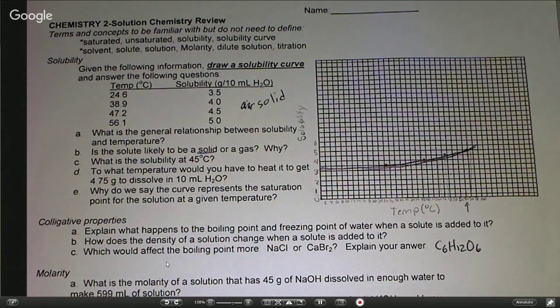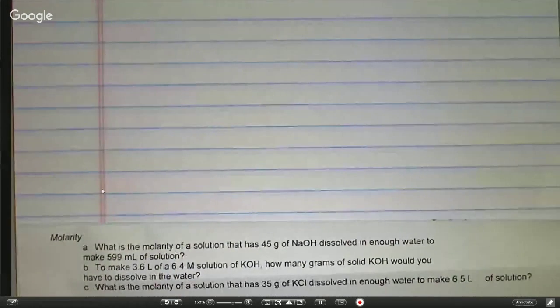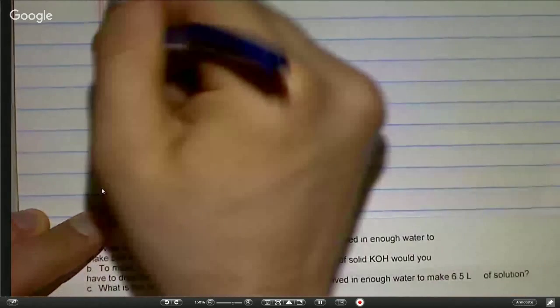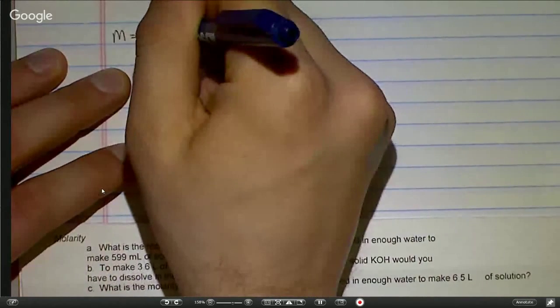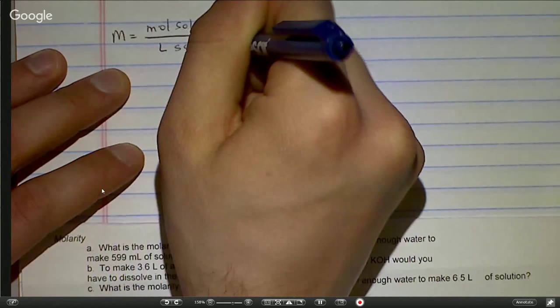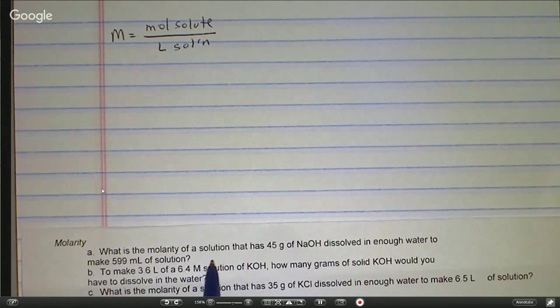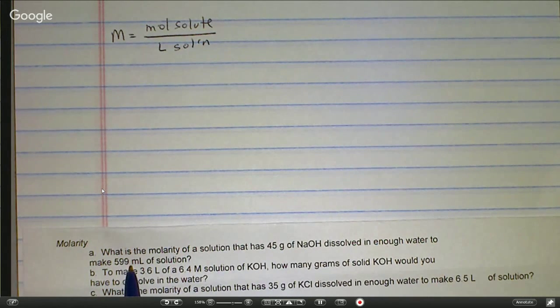All right. So starting to look here at molarity. All right. So for molarity, remember that molarity is moles of solute over liters of the solution. Okay. And so what is the molarity of a solution that has 45 grams of NaOH dissolved in enough water to make this volume of solution?